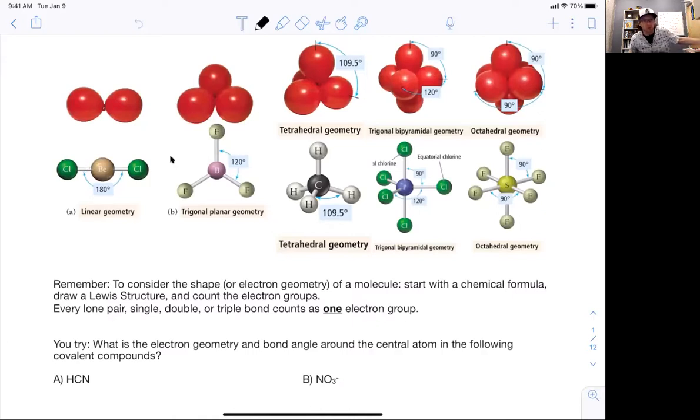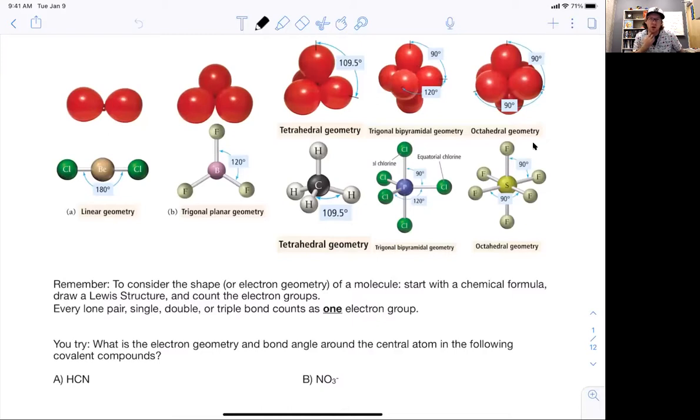Let me go back to the picture over here. So these 3 that are around the middle here, that's called the equator. Those are called equatorial positions. And then the 1 above and the 1 below, those are called axial. They're along the axis. Kind of imagine it like the Earth spinning around. And the angle between any axial and any equatorial is 90. And then the angle between any 2 equatorial is 120. So a good example of that is this PCl5.